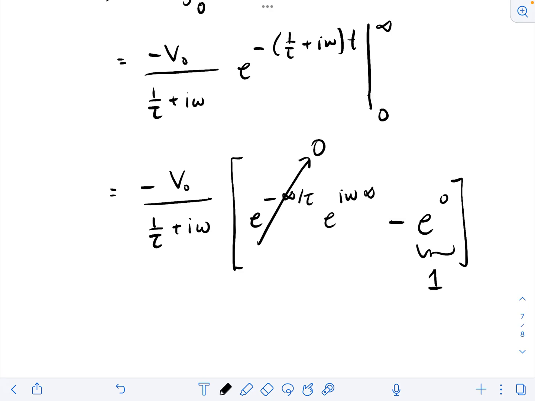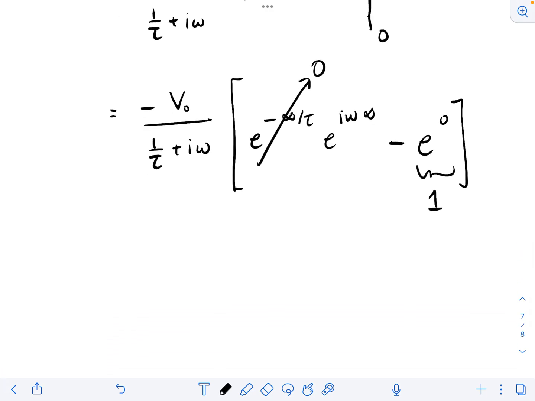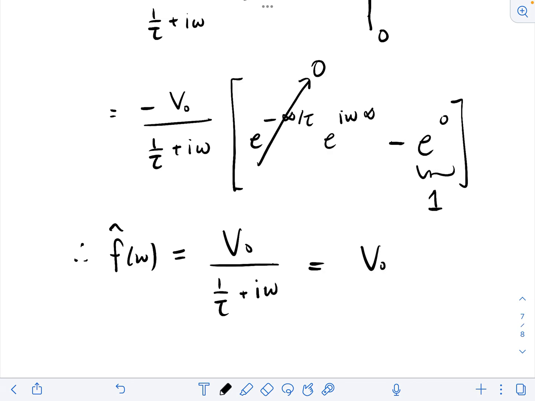And so what we're left with in the end is that this f hat of omega, the Fourier transform, is going to be: the minus v in front of the v naught cancels with the minus 1 in the square brackets. And so we just get v naught times 1 over tau plus I times omega. Just for cleanliness, I'm going to multiply the top and bottom by tau. And so we could also write this as v naught times tau divided by 1 plus I omega tau. And so that's our Fourier transform.